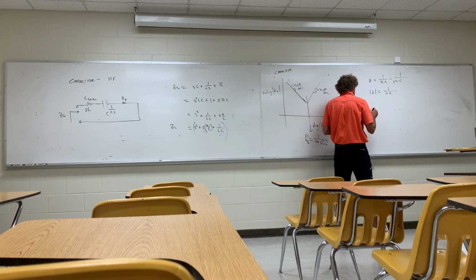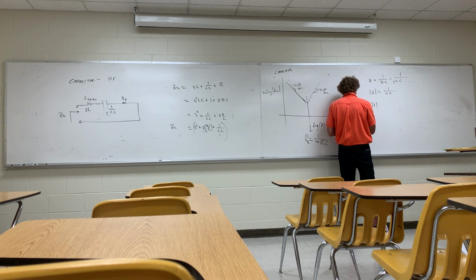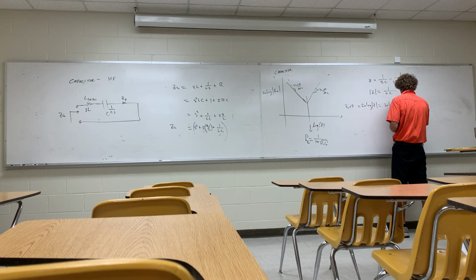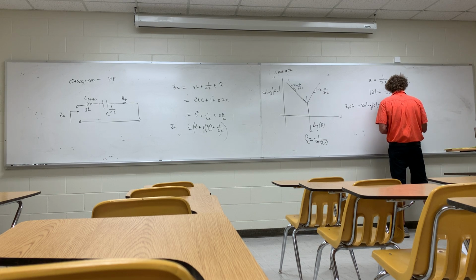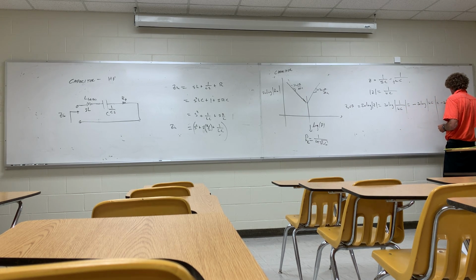Now, I'm going to take 20 times the log of that. So 20 times the log of the magnitude of Z, which would be the actual impedance of the capacitor in dB, would be equal to 20 times the log of 1 over omega C, which is really minus 20 times the log of omega C, which is minus 20 times the log of just C minus 20 times the log of omega. Do y'all agree with this, class?